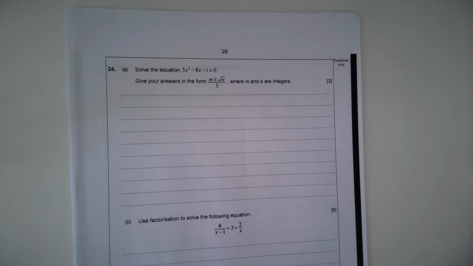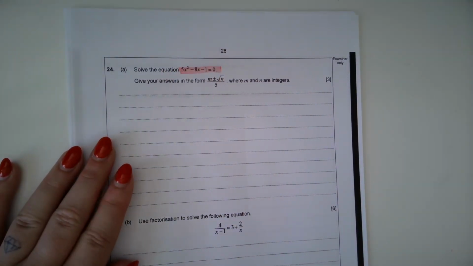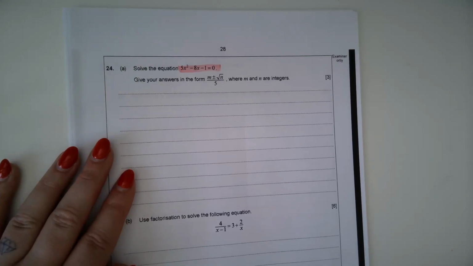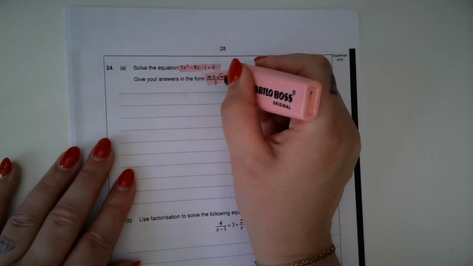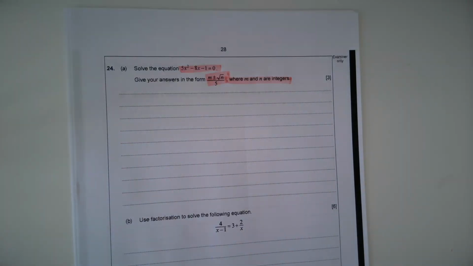Question 24a. Solve the equation 5x squared subtract 8x subtract 1 equals 0. Then it asks that we give our answer in this form where m and n are integers. So that's a big clue as to how I'm going to solve this. Instinctively, usually I try and factorise quadratics to solve them because I find that a simpler method.